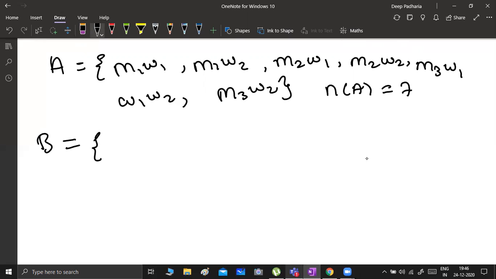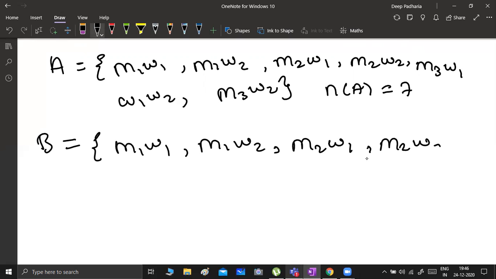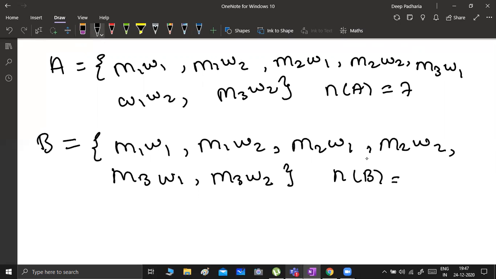The second condition, for the occurrence of event B, is one man and one woman in the committee. So M1 W1, M1 W2, then M2 W1, also M2 W2, M3 W1, M3 W2. So n of B would be 6: 1, 2, 3, 4, 5, 6.